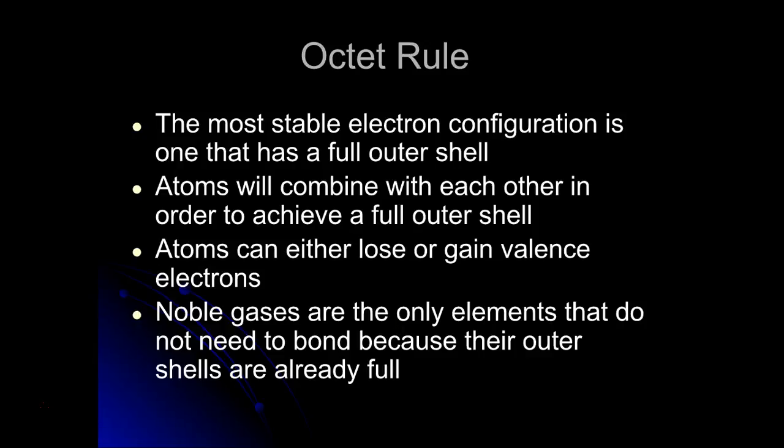So the octet rule tells us that the most stable electron configuration that an element can have is a full outer shell. That can either be 2 or 8, or if we're looking at elements lower in the periodic table, it can be more than 8. Atoms combine with each other in order to achieve that full outer shell. They can either lose or gain their valence electrons. Noble gases, however, are the only elements that do not need to bond because their outer shells, or their valence shell, is already full.